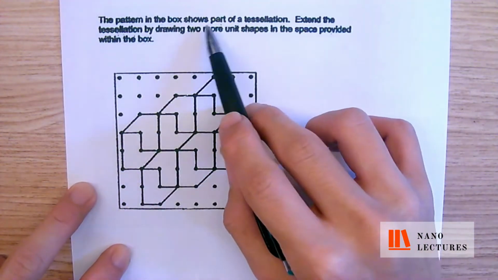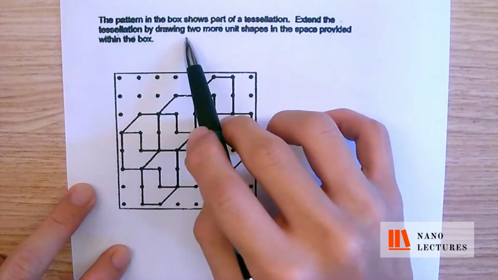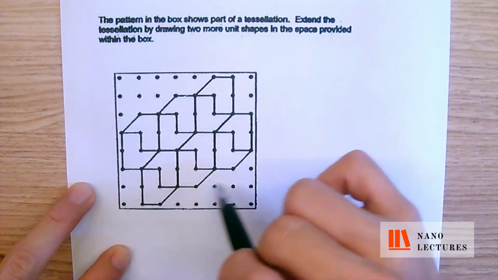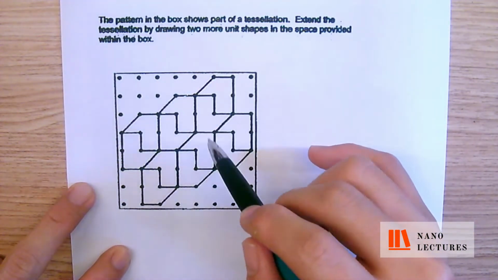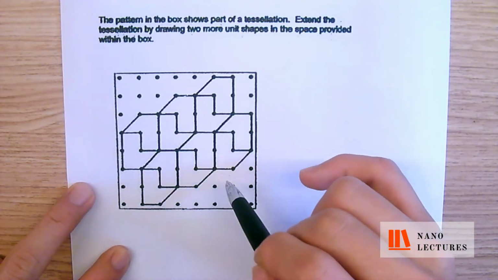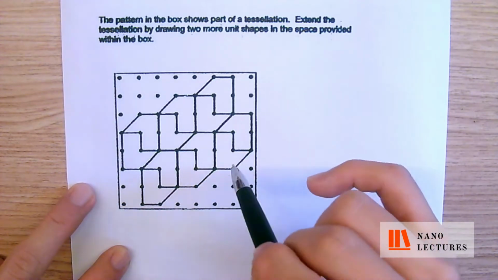The pattern in the box shows part of a tessellation. Extend the tessellation by drawing two more unit shapes in the space provided within the box. The difficult part here is actually not drawing a tessellation. It's choosing which tessellation to draw within the box. That's actually the tricky portion.